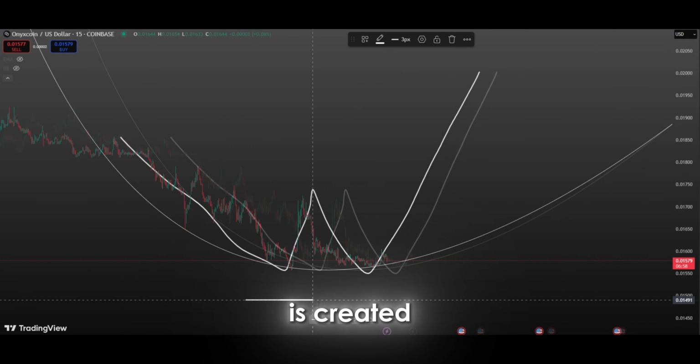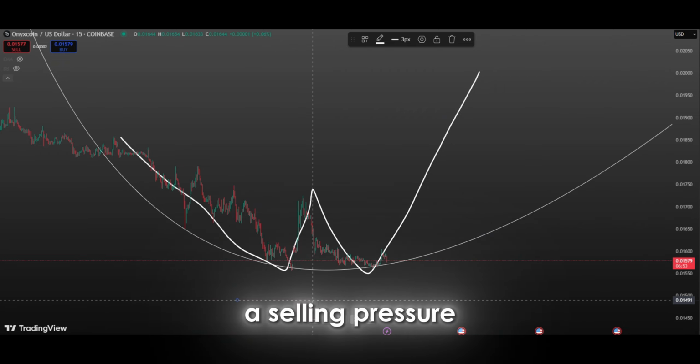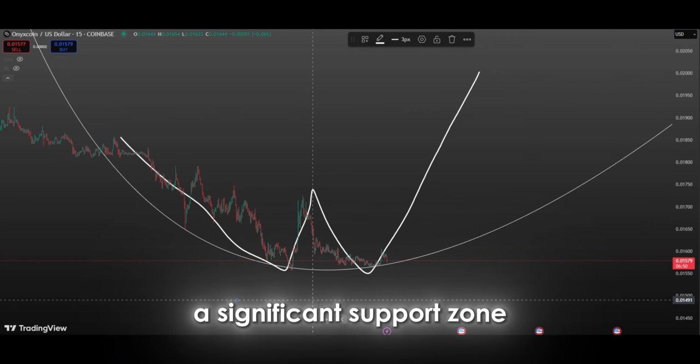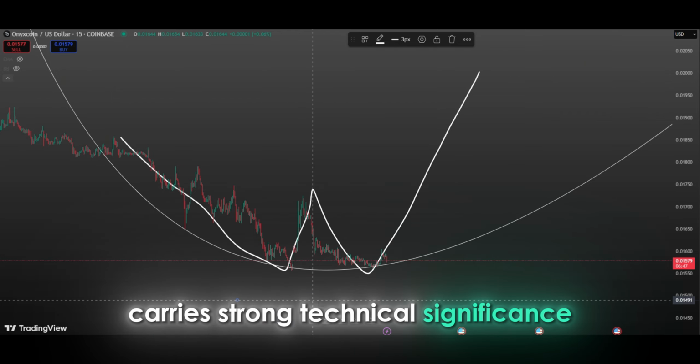The subsequent peak is created as the first group of buyers steps in. The second bottom confirms that investors do not see as strong a selling pressure as during the first decline, and this level is seen as a significant support zone. The fact that the price is currently at this second bottom carries strong technical significance.